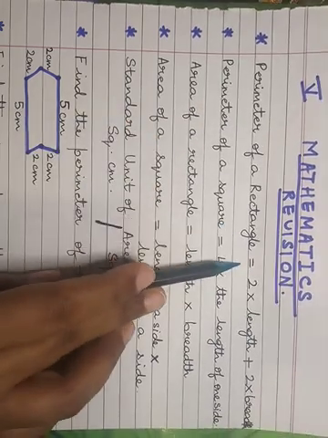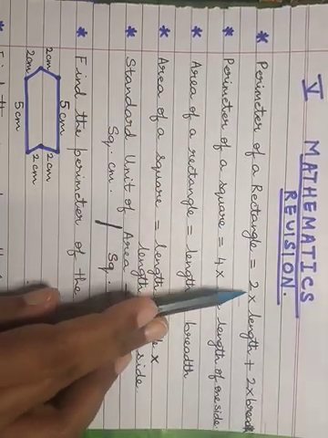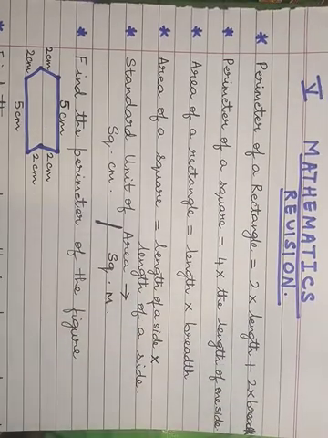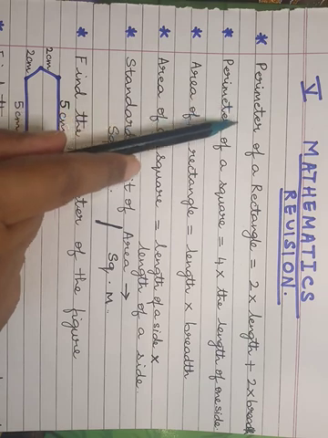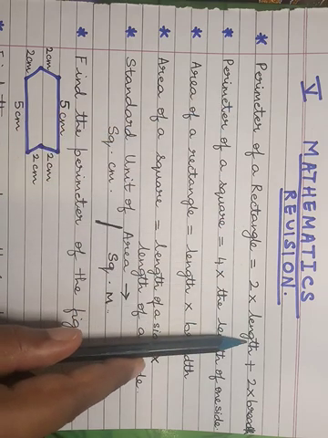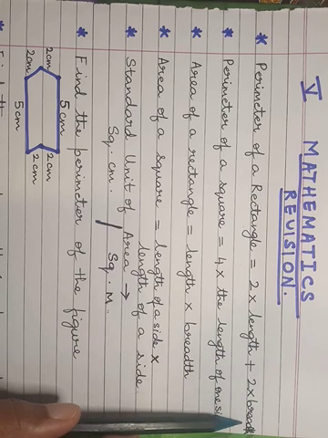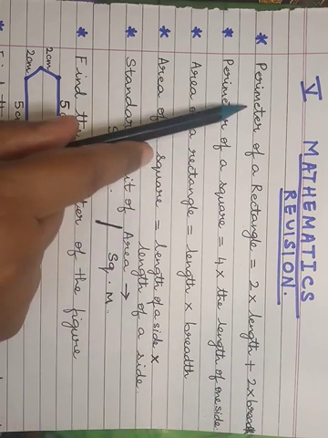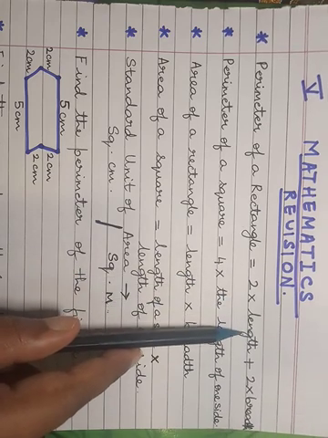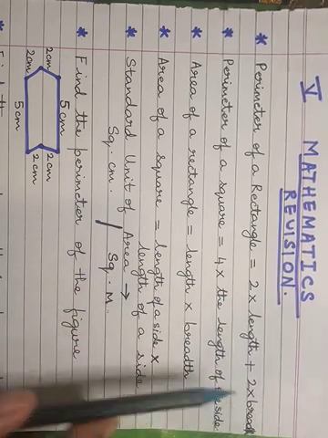Perimeter of a rectangle is equal to 2 multiplied by length plus 2 multiplied by breadth.